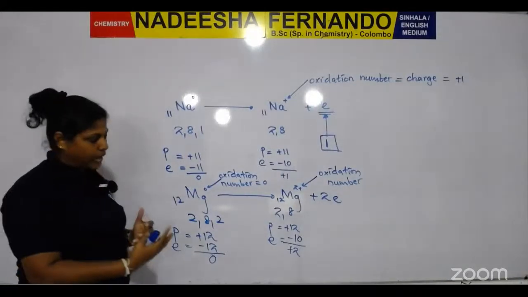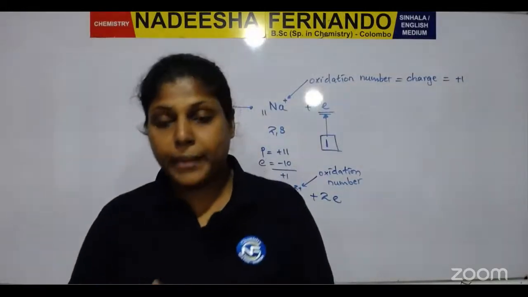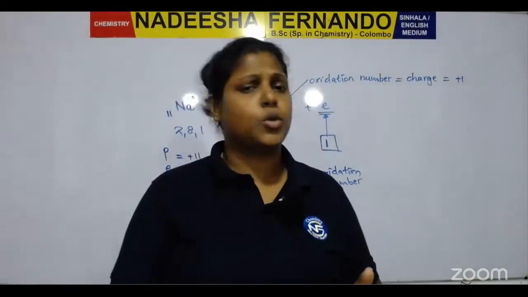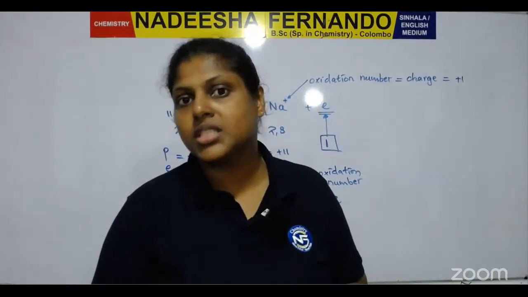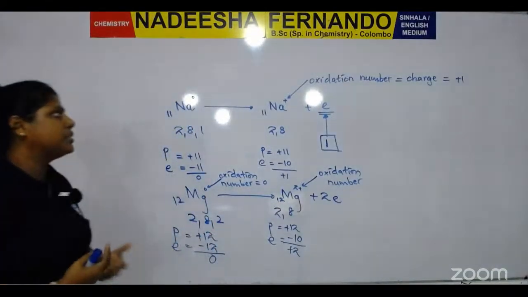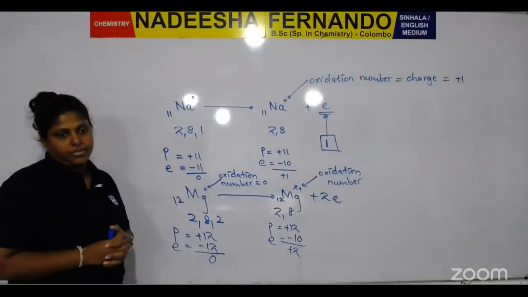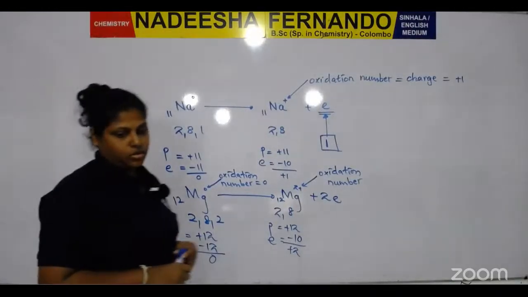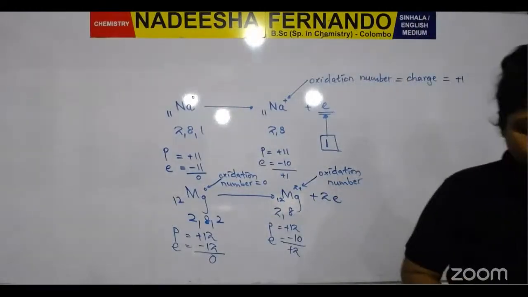Or in other words, the number of electrons transferred between magnesium and magnesium 2 plus is 2. Therefore, the oxidation number of magnesium is 2. So the number of electrons transferred between the element and the ion is called the oxidation number. Right, please note down. Don't take too much time to note down theory points.